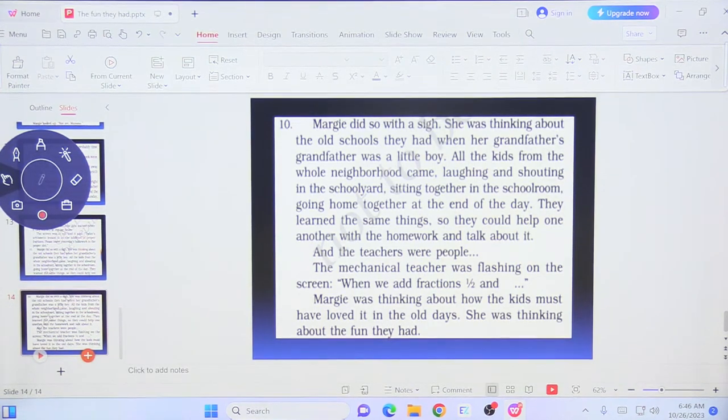Second one. The term used is that her performance was going down, getting worse and worse. Okay, what is the second part of this question? Started hating. Okay, fine. What about you two? Don't start your answer with because. First write: Margie started hating her school because the mechanical teacher used to.